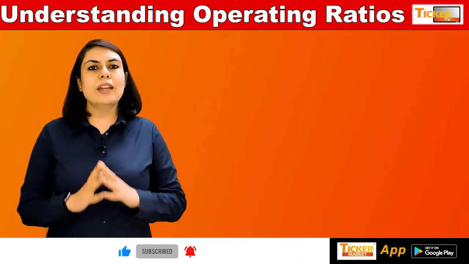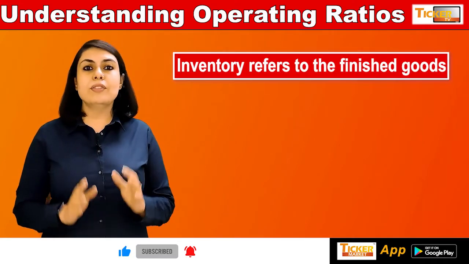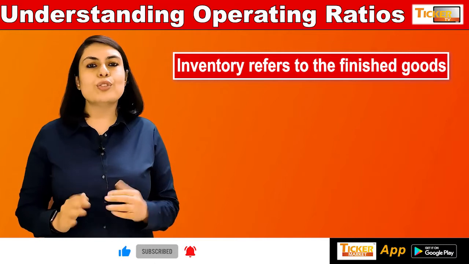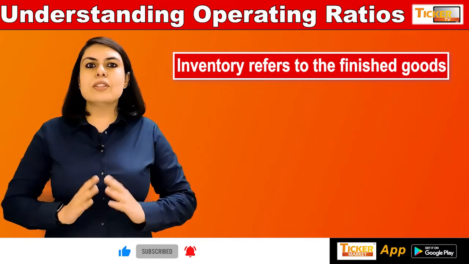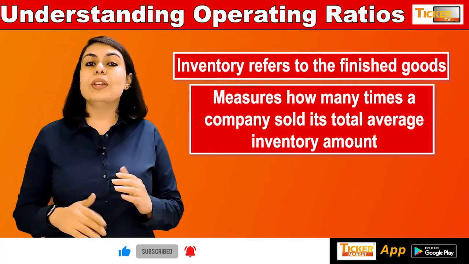Now the fourth ratio is the inventory turnover ratio. Inventory refers to the finished goods that a company maintains with an expectation of selling them to prospective clients. It measures how many times a company sold its total average inventory amount during the year.